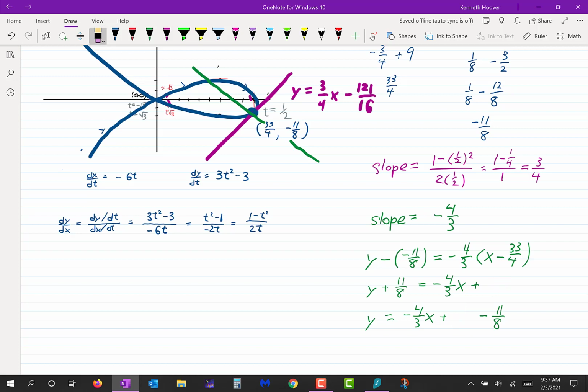I should have reduced it. I didn't recognize it as being so easy. It's just 11. So 11 minus 11/8 would be 77/8. So y equals negative 4/3 x plus 77/8. And that's the normal line.